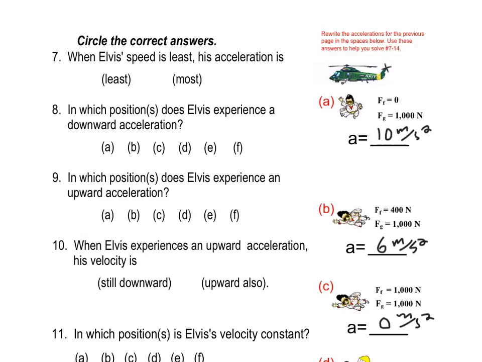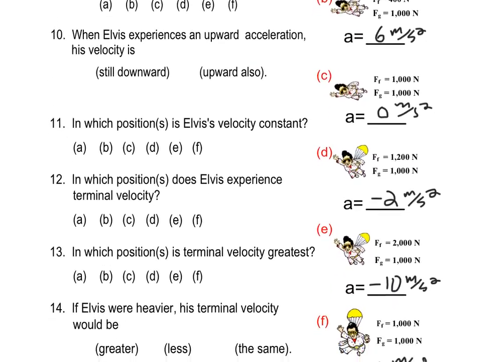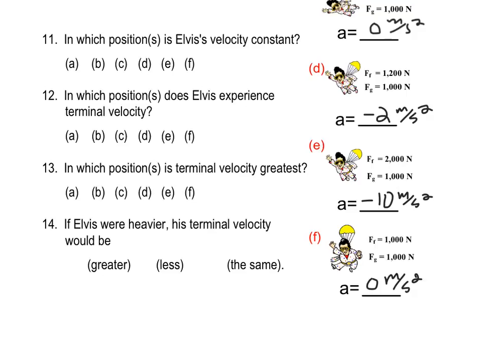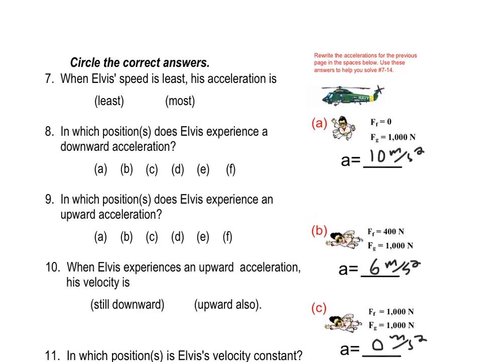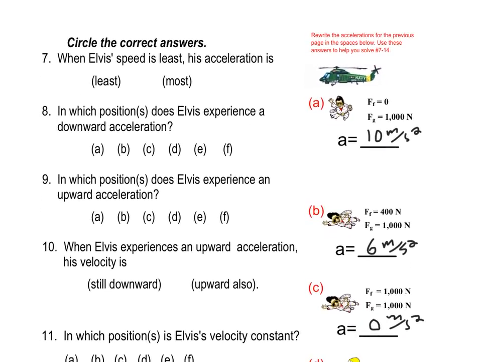So number 7 asks, when Elvis's speed is the least, his acceleration is blank. Well, let's think about this. If you're jumping out of a plane, you're going to be going 0 meters per second, free fall, right when you start, so that's when your speed is the least. When's your acceleration going to be the most? Well, that's also at the same time, because as you can see here from our answers on the previous page, we have 10 meters per second squared of acceleration in the beginning. We get negative 10 down there, which is the same magnitude, but this question is trying to make you see that by far the highest answer value is when we are going the slowest. So your answer for number 7, most.